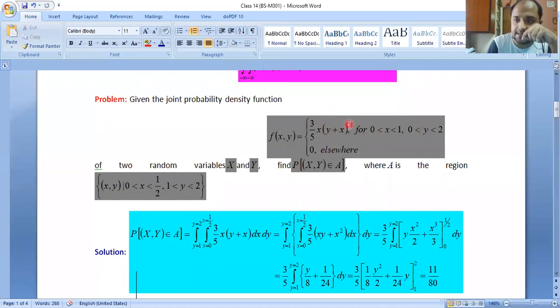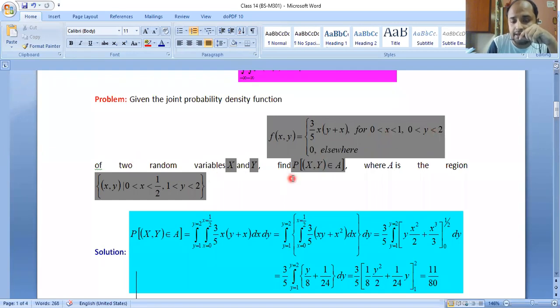This means when x is less than 0 or x is greater than 1, even if y lies between 0 and 2, the probability is 0. If y is less than 0 or greater than 2, even if x lies between 0 and 1, then f of x y is 0. If both x and y are less than 0, or both greater than 1 and 2 respectively, the result is 0. So this function is only valid when x lies between 0 and 1 and y lies between 0 and 2. I hope you have understood.